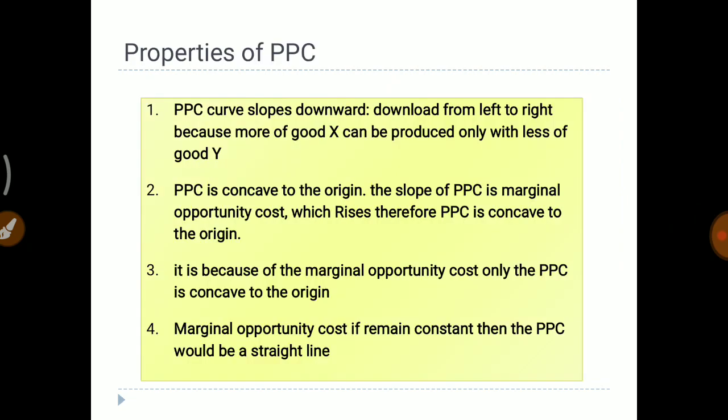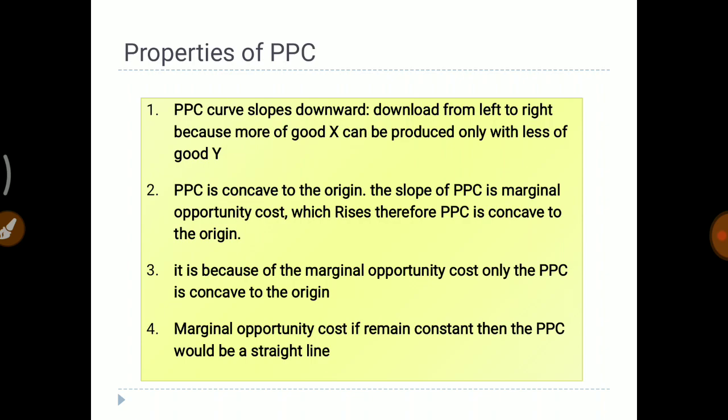Properties of PPC. First property, the PPC curve slopes downward from left to right because more of good X can be produced only with less of good Y. Now understand this first property. If I have to produce more of X, then I have to sacrifice some of good Y because my resources are fixed. This is the first assumption of the PPC which I have discussed.